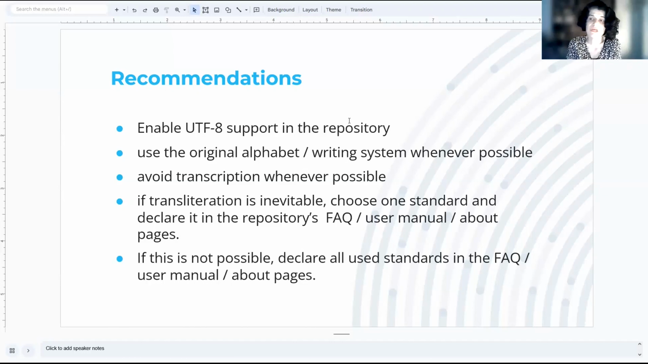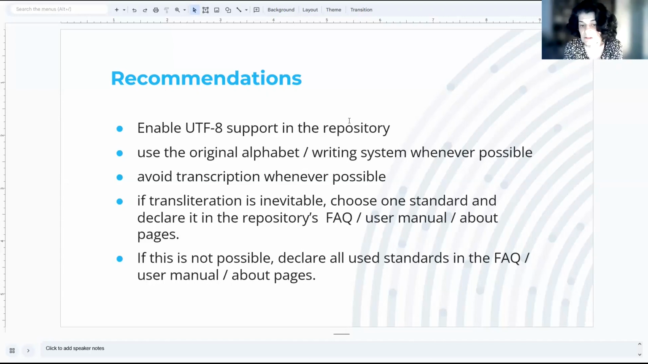For example, if you have some technical limitations that you cannot use UTF-8 or similar limitations, then use one standard and declare this standard in a visible place in the repository, in the frequently asked questions, in the user manual, somewhere on about pages, so that people know where to go to reconstruct the original titles and names. And if it's not possible to use a single standard, then mention in the same places all the standards that are used.